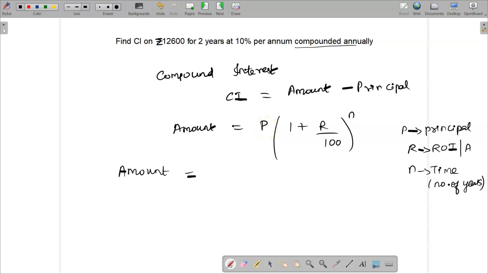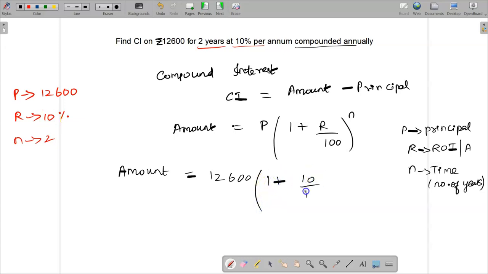principal. Okay, so in this problem, what are all the things they have given? The principal amount is given by 12,600. Okay, and then what is the rate of interest? R is given by 10%. And then what is the number of years? N is 2. Okay, using that, let me calculate the answer for the amount. So principal amount is 12,600 into 1 plus, what is the rate of interest? 10. Okay, 10 by 100, the whole power 2.